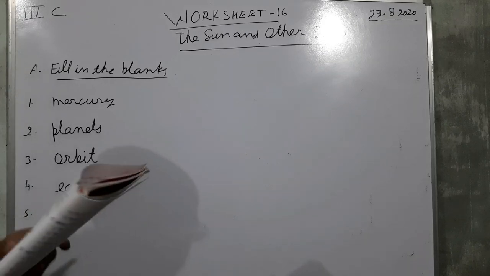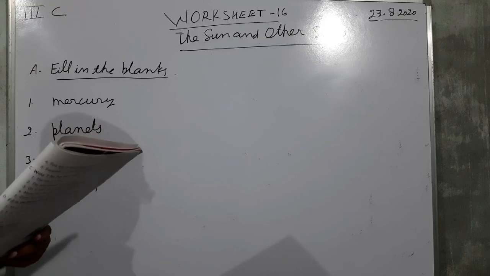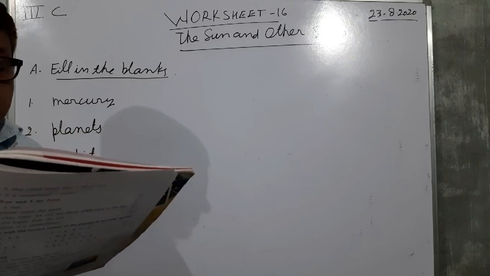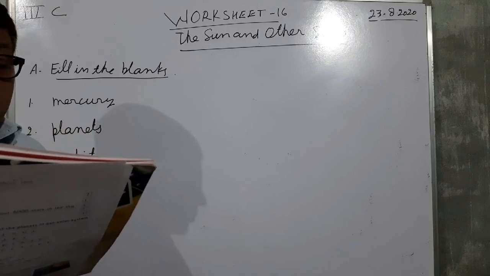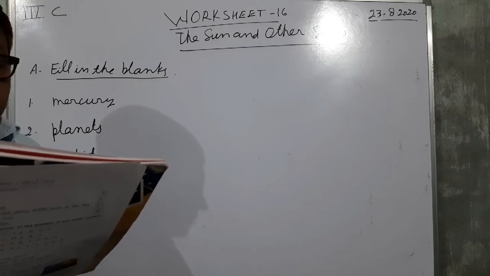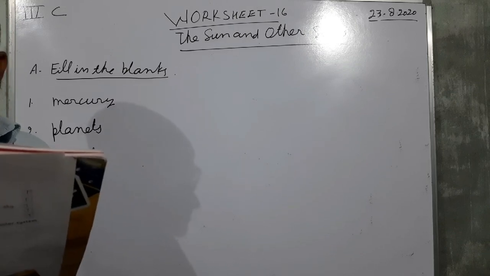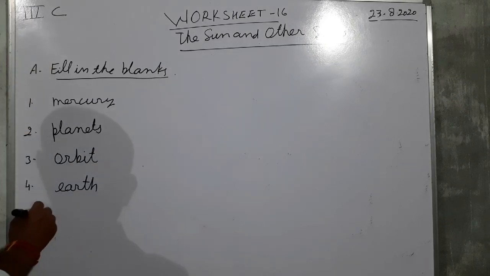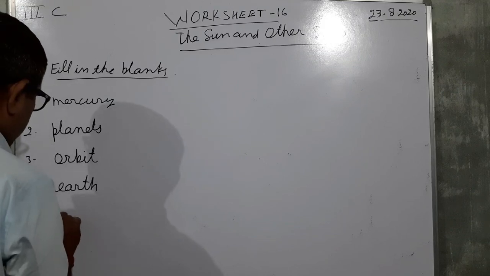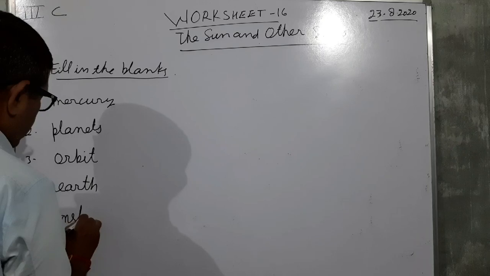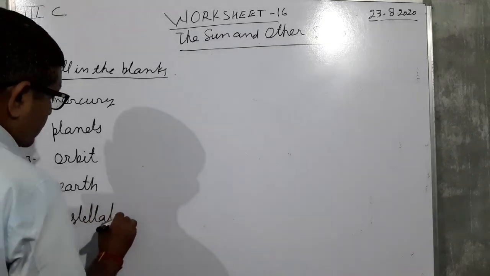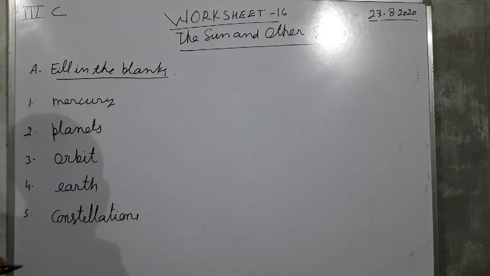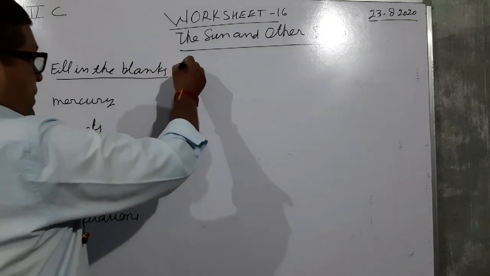Now fifth, you see the groups of stars making patterns or shapes are called constellations. So this is the fill in the blanks.